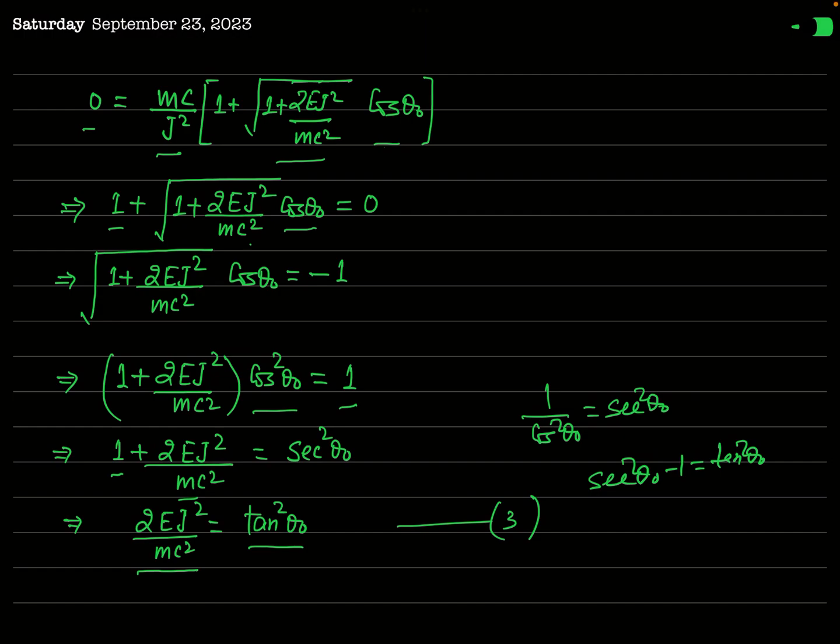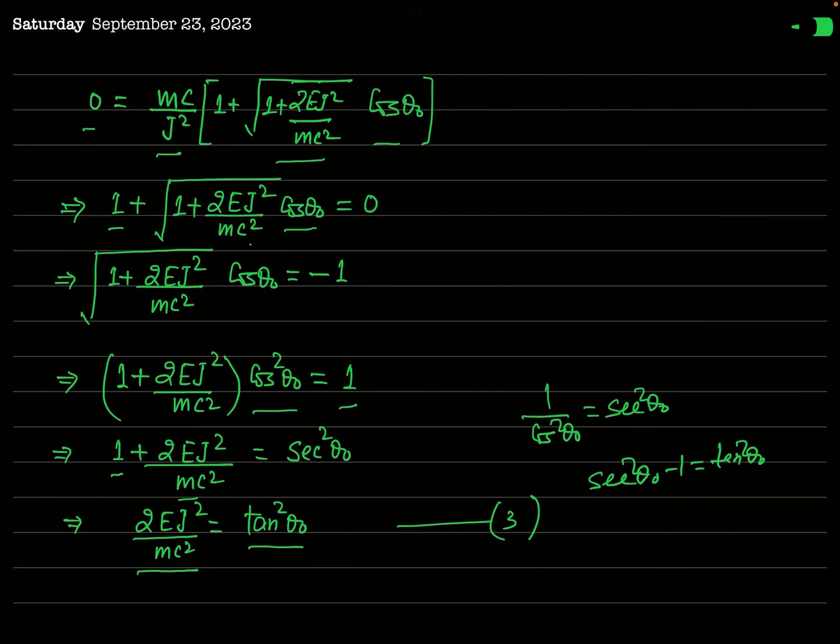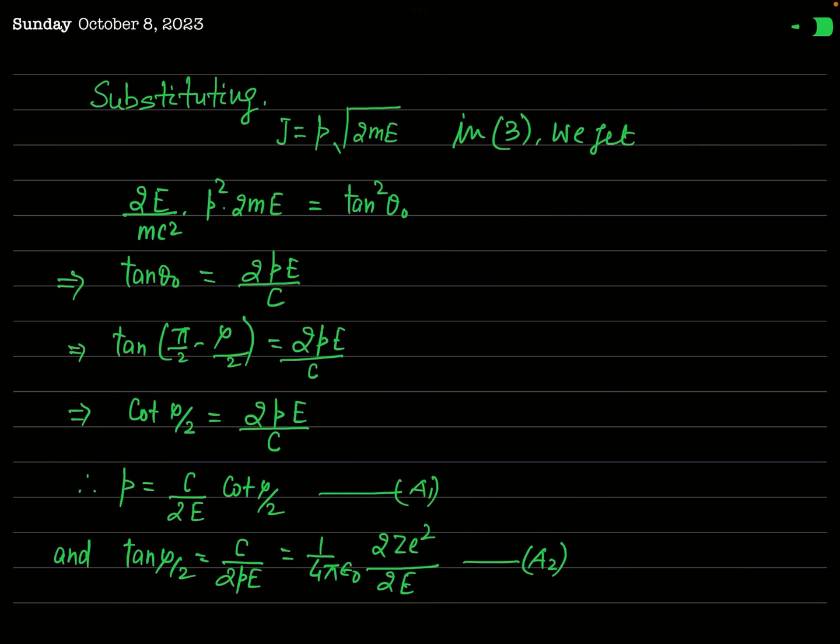Now we will put the value of j which we have obtained here. See, j is equal to this much. This is p times root over 2me. So now put at the place of j square, p square into 2me. I have mentioned it here. This will be used in that equation, and your result will be 2e over mc square times p square times 2me, and that is equal to tan square theta naught. You can see this m and this m will cancel out, and tan theta naught will be the square root of this much, and after taking the square root, your result will be 2pe over c.